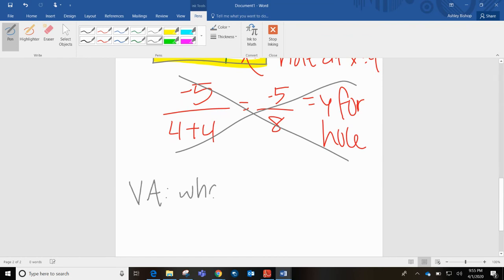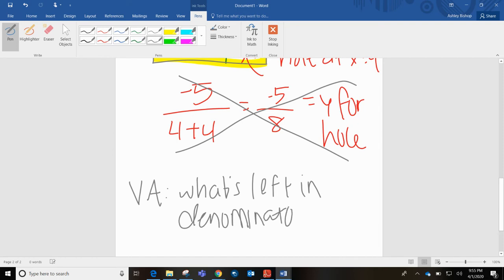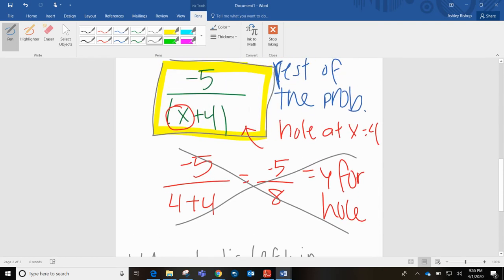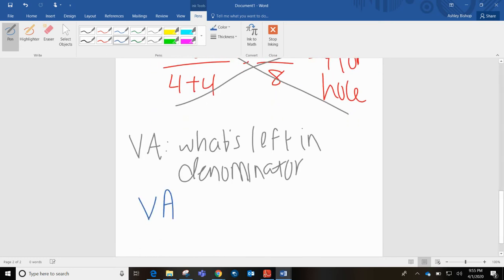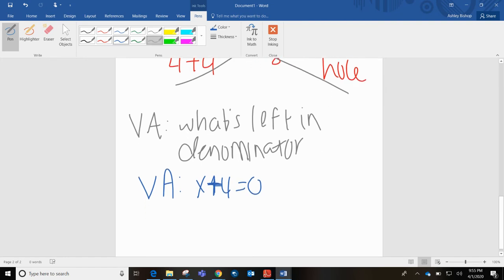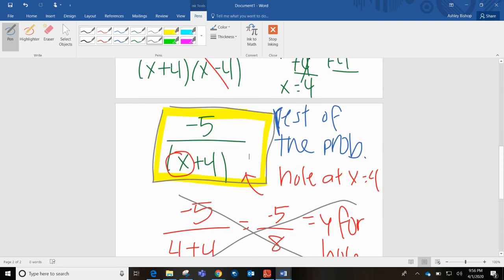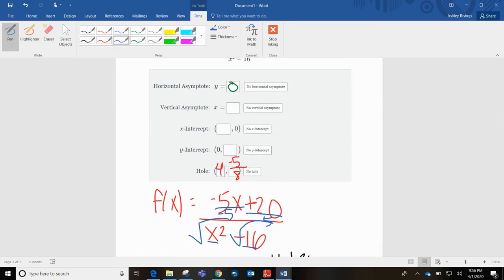So what's left in the denominator? So going back to the equation that I highlighted, I have to think about what's left in my denominator. So I have x plus 4 in the denominator. So that means I have a vertical asymptote using x plus 4. And I remember I need to set that equal to 0 in order to solve for where my vertical asymptote is going to happen. So if I subtract 4 from both sides, I'm going to get a vertical asymptote at x equals -4. So if I go ahead and put that information up here, I have a vertical asymptote at x equals -4.